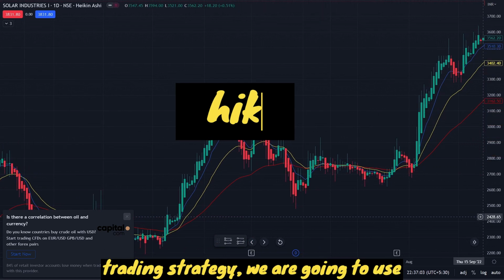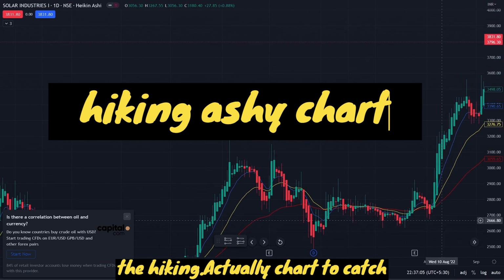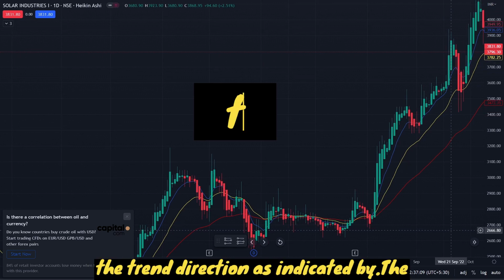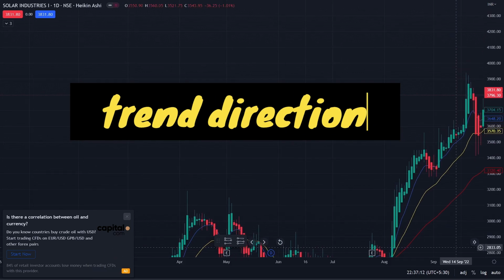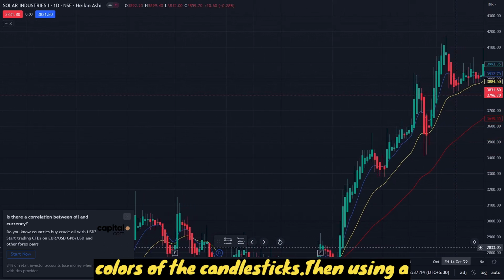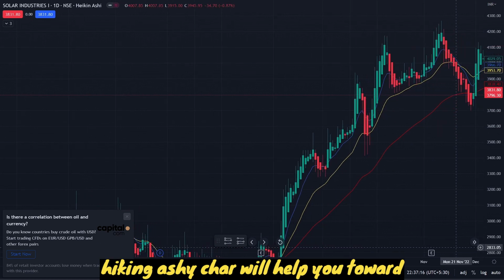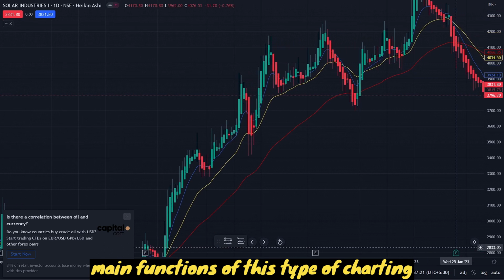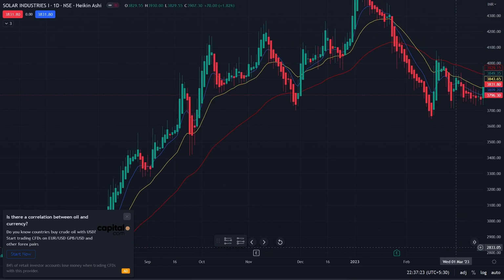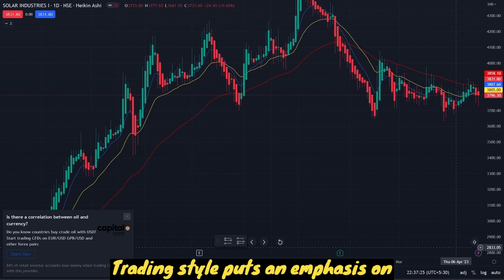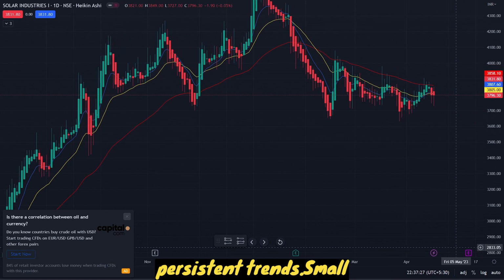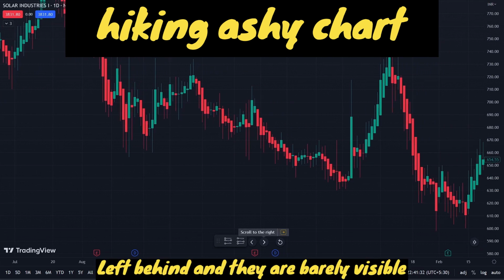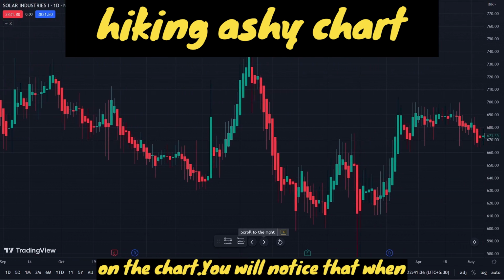In this trading strategy we are going to use the HeikinAshi chart to catch longer and persistent trends, by following the trend direction as indicated by the colors of the candlesticks. Then using a HeikinAshi chart will help you toward that end. Trend detection is one of the main functions of this type of charting style. The HeikinAshi trading style puts an emphasis on persistent trends. Small corrections and consolidations are left behind and they are barely visible on the chart.